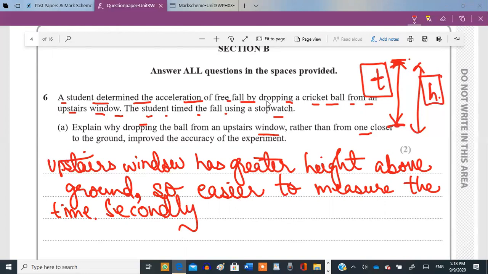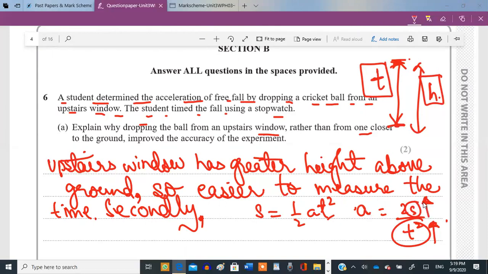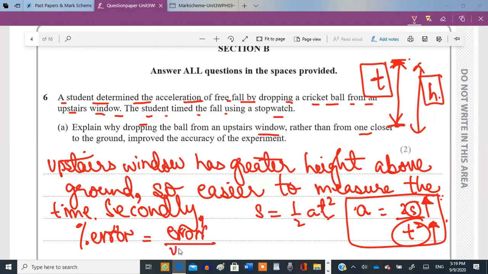The student determines the acceleration of free fall. How will he determine the acceleration of free fall? Using the formula s is equal to ut plus half at squared, where u is 0. Now the value for acceleration from here will turn out to be 2s upon t squared. Now the greater the time taken and the greater the distance taken, the lesser would be the percentage error. Do you know the formula for percentage error? It's error upon the measured value multiplied by 100. So if the value of the displacement and the time are large, then the percentage error has to reduce, because the value is in the denominator, right?